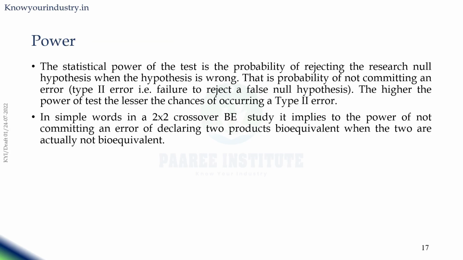Power. The statistical power of a test is the probability of rejecting the null hypothesis when the hypothesis is wrong. That is, the probability of not committing an error, that is, type 2 error. The higher the power of the test, the lesser the chances of a type 2 error occurring. In simple words, in a 2-by-2 crossover bioequivalence study, it implies the power of not committing an error of declaring two products bioequivalent when the two are actually not bioequivalent.